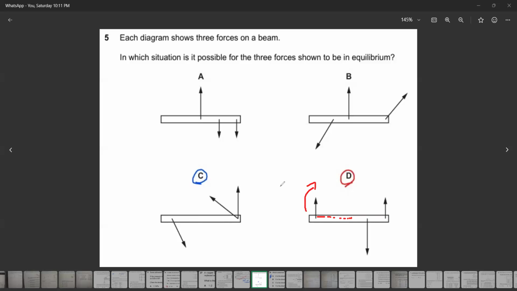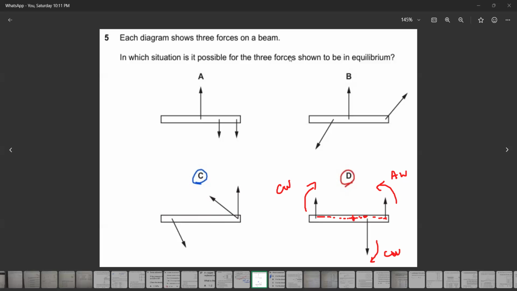Which direction does this cause a turning effect? This will cause a turning effect in a clockwise direction. Which direction is this force causing a turning effect? This will also try to cause a clockwise turning effect. And this third force, because it is further from the pivot, closer to the end, will try to cause an anti-clockwise turning effect. So these two clockwise turning effects may balance with this anti-clockwise turning effect, so it can be in equilibrium.